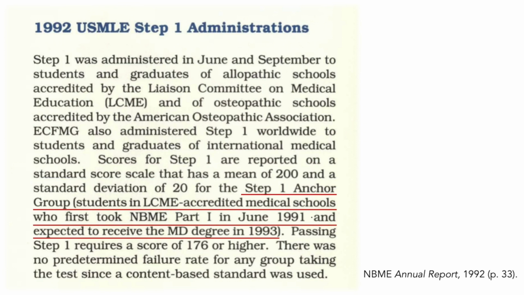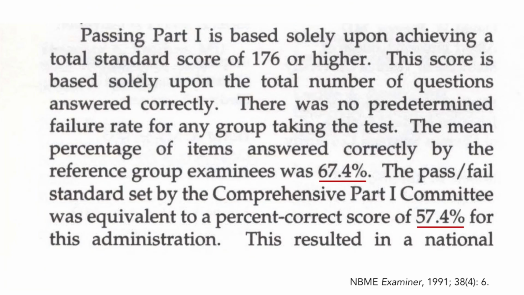But back in the day, the exams were only offered twice a year. And so for the first USMLE exam, the reference group was the group of students who took the NBME Comprehensive Part 1 exam the year before. Here's a snippet from the 1992 NBME annual report that clarifies that that is the reference group for the first Step 1 exam. And that's good to know because the NBME examiner in 1991 published the performance in absolute terms on that exam for that group of examinees. The mean percentage of items answered correctly was 67.4%, and the pass-fail standard was set at about 57.4%.